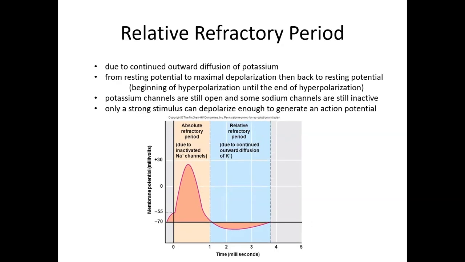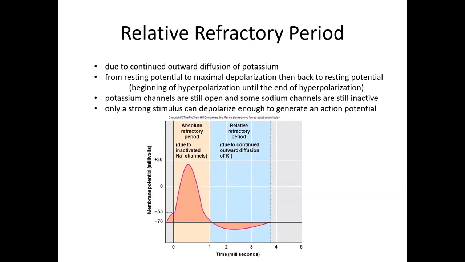The relative refractory period is then due to continued outward diffusion of potassium. It is going to start at minus 70. We have now reached the resting membrane potential again, but remember we are going to continue having potassium leak out, so we are going to hyperpolarize, so that the relative period starts from the beginning of hyperpolarization and ends at the end of hyperpolarization. So what does this mean?